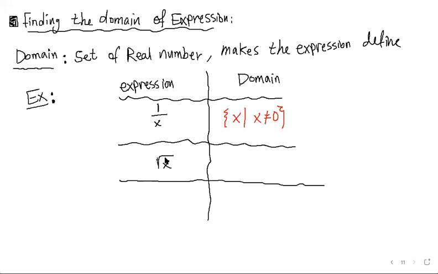What about the square root of any positive number? Still defined. But if I plug in negative numbers, it will be undefined. So how can I express this? x such that x is greater than or equal to 0. This is the domain: all the numbers from 0 and above. Make sense? Okay, what about this question? 1 over the square root of x. What is the domain here?